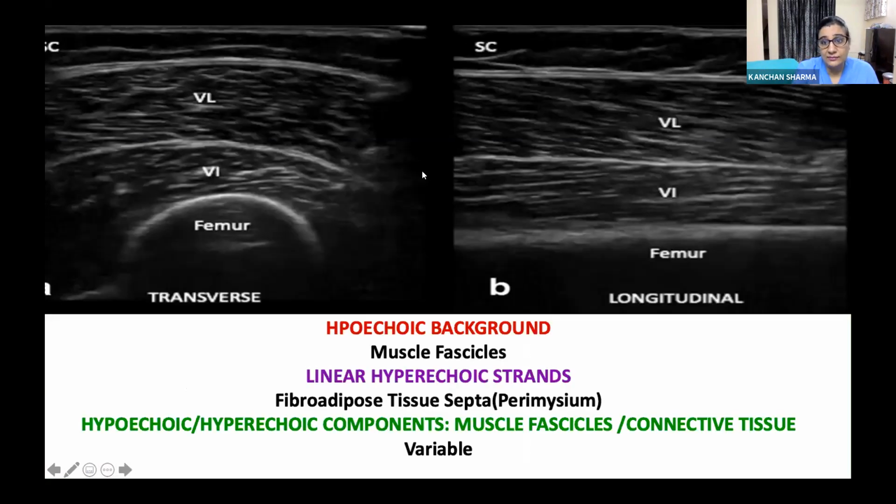So this is the better picture. See, you have this muscle, and this white which you are able to see is all your perimysium. This black thing which you are able to see is your fascicles, right? And this is your epimysium, this is your hyperechoic epimysium. So the epimysium, perimysium and fascicles you will be able to see. Fine. That is how the muscle will look. Subcutaneous tissue is also hypoechoic with hyperechoic septations. Muscles are also hypoechoic with hyperechoic septa. Fine. So moving to the next, tendon.